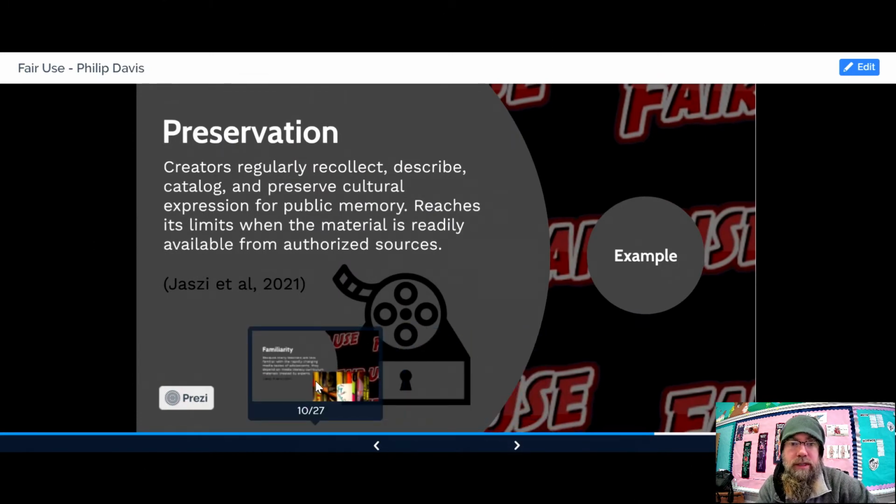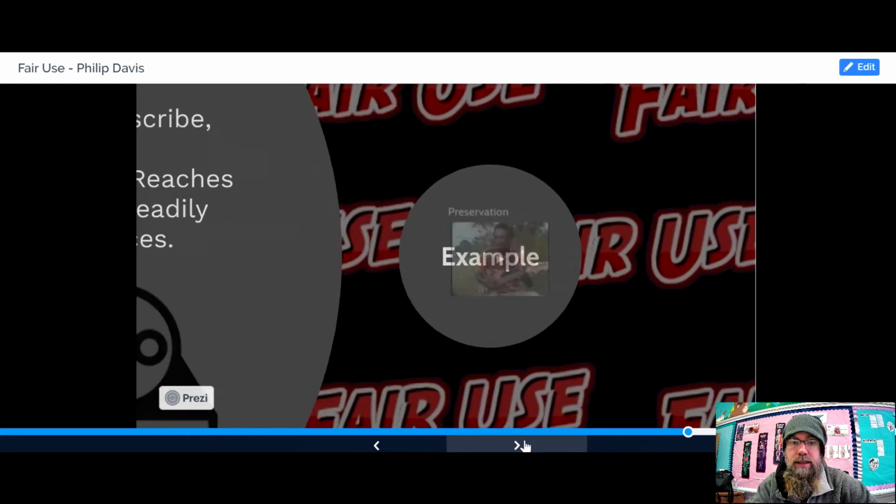Preservation. Creators regularly collect, describe, and catalog media to preserve the cultural expression for the public memory. It reaches its limits when the material is readily available from authorized sources. Let's look at an example.